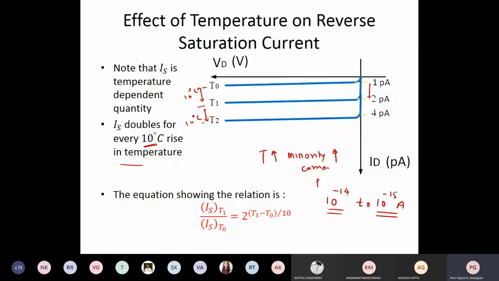The equation that we can use is Is at T1 divided by Is at T0 is equal to 2 to the power (T1 minus T0) by 10. Or if I want to find out the reverse saturation current at the new temperature, Is at T1, it simply is Is at T0 into 2 to the power (T1 minus T0) divided by 10. This equation helps us in estimating what will be the new reverse saturation current if I increase the temperature.